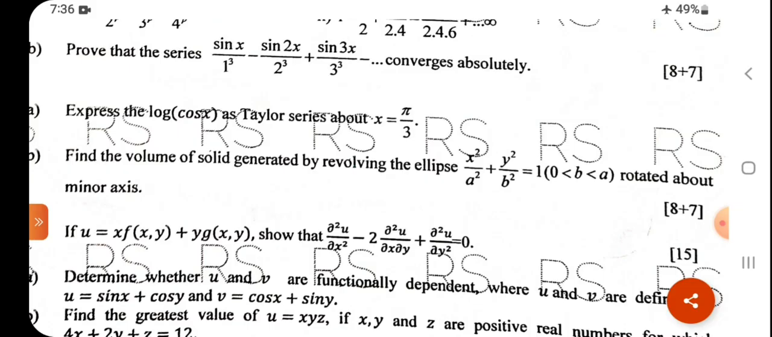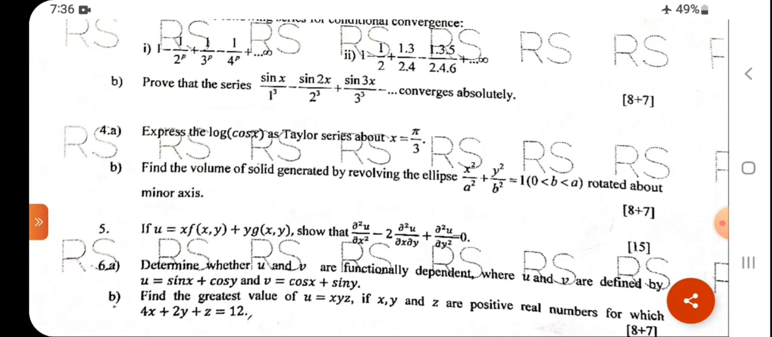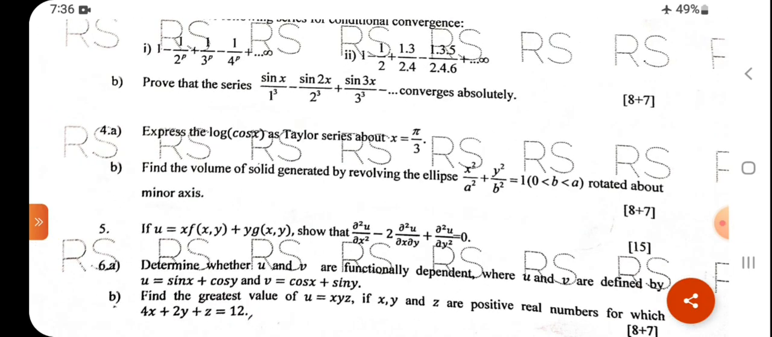So there is a direct formula and a procedure, and you can directly find the answer. It's a direct problem. Then you are moving to the fifth one. If u equal to an expression is given, show that this is the required result. So it is somewhat difficult.